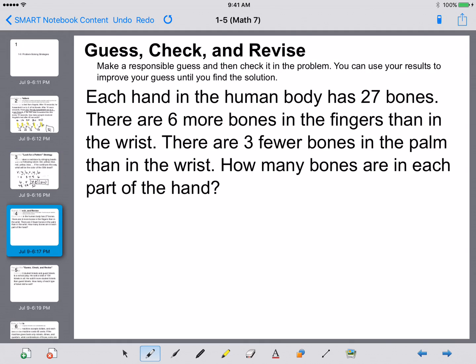So our problem here says each hand in the human body has 27 bones. There are 6 more bones in the fingers than in the wrist, and 3 fewer bones in the palm than in the wrist. So we want to know how many bones are in each part of the hand. So what we're going to do here is we're just going to guess, check, and revise. So we want to know our palm, our fingers, and then the wrist itself.